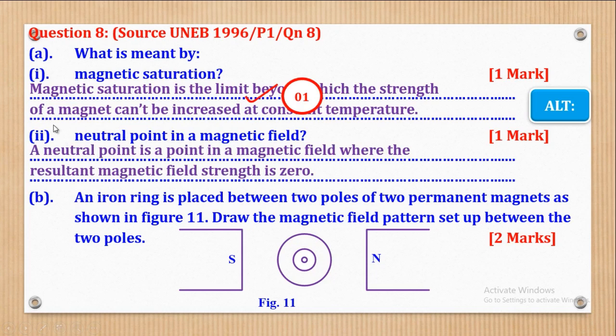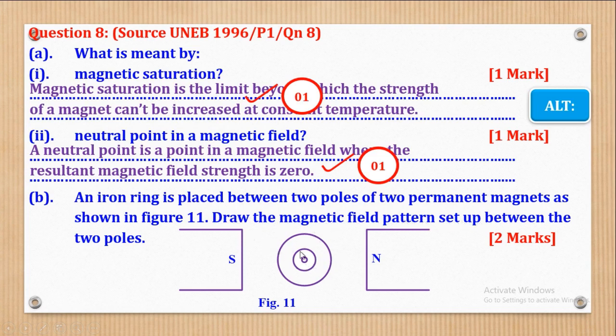So we shall say that a neutral point is a point in the magnetic field where the resultant magnetic field strength is 0. If you wrote that, that will be 1 mark. Now we shall go to part B. Part B says that an iron ring is placed between 2 poles of 2 permanent magnets as shown in figure 11. Draw the magnetic field pattern set up between the 2 poles.